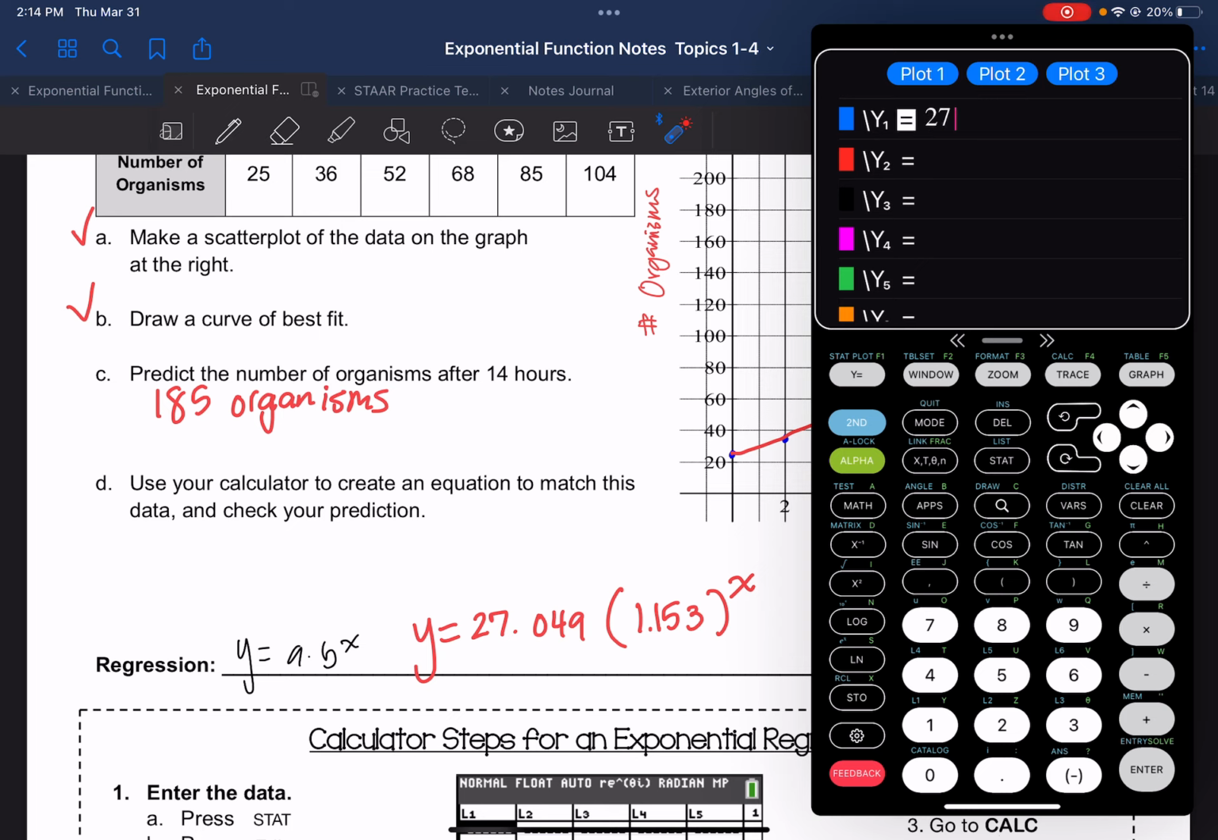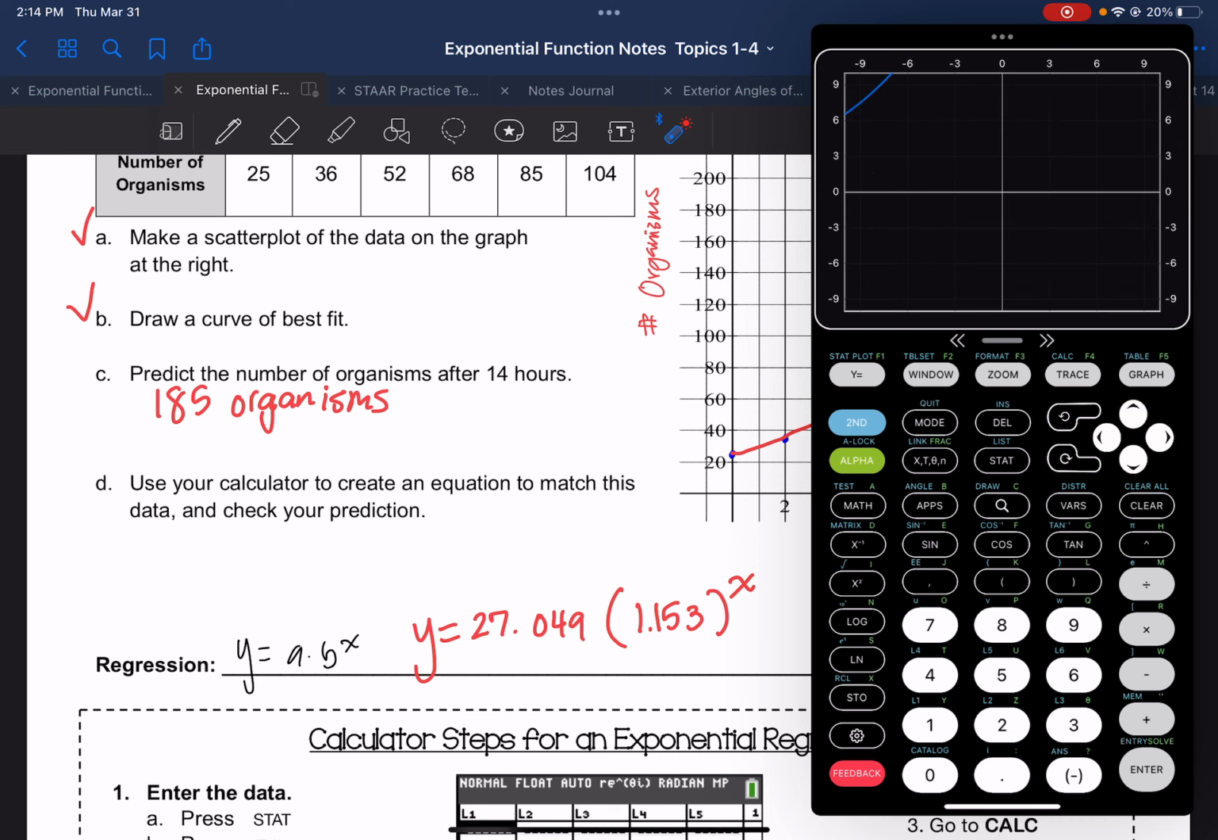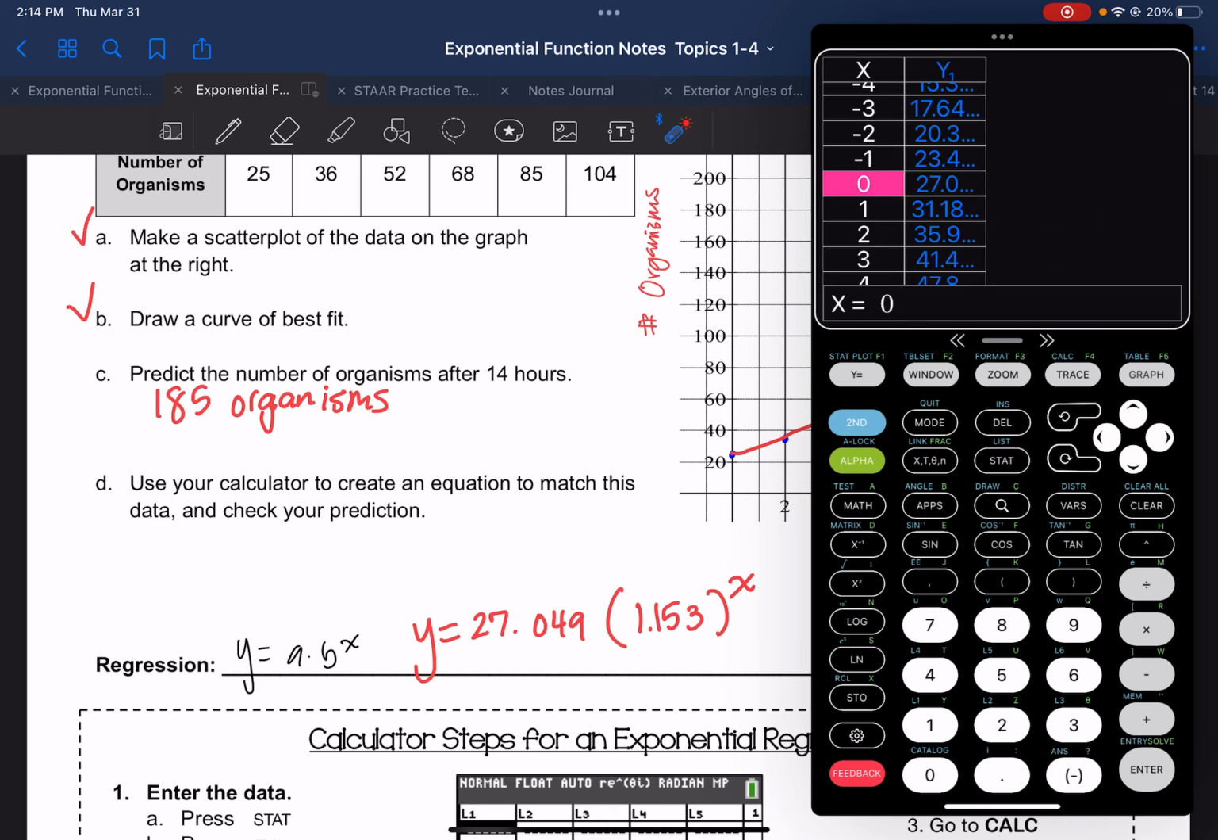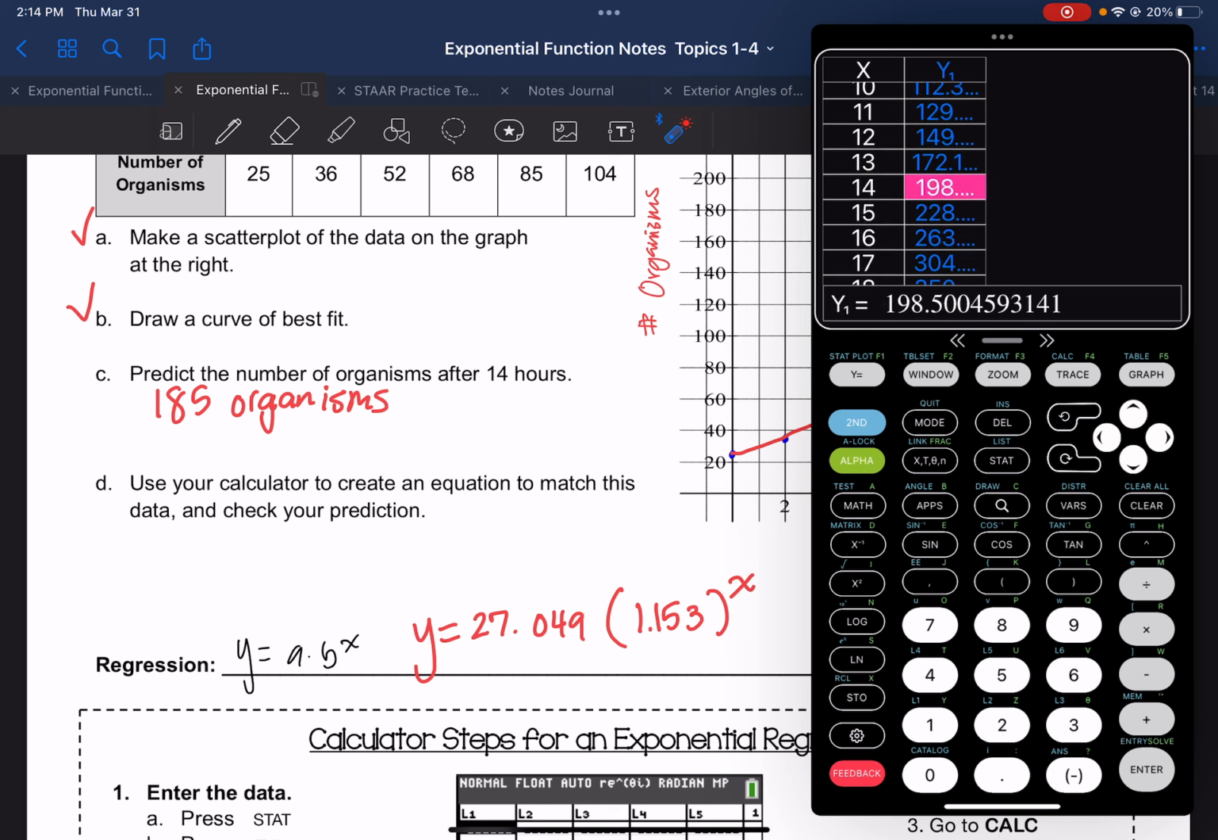So we have 27.049 times, excuse me, I didn't have to do parentheses, but it doesn't matter. 1.153, close that, to the power of x. All right, now I'm going to graph it so I can barely see it. Now I'm going to do second graph. All right, so I want to go to 14 hours. So where's 14? Right here.